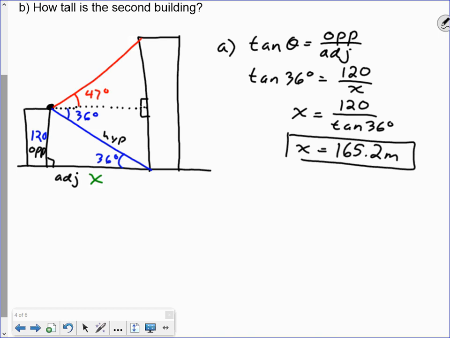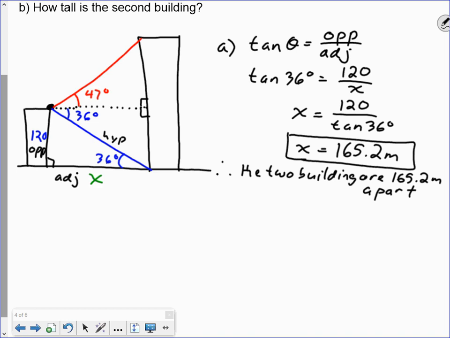So that's how far apart the two buildings are. We could put a statement here. Therefore, the two buildings are 165.2 meters apart. Okay, it's a good idea in questions where they ask you two things to sort of state which answer represents which thing that they're asking us here.